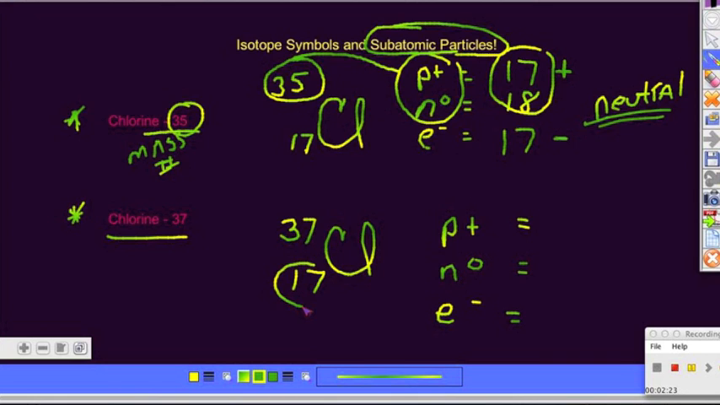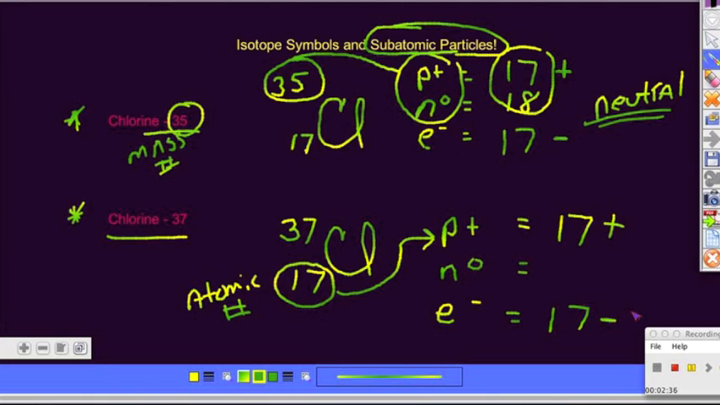The atomic number, which is written in the bottom left, again is always equal to the number of protons. And since protons are positive, that must equal the number of negative particles inside this atom for a neutral atom.